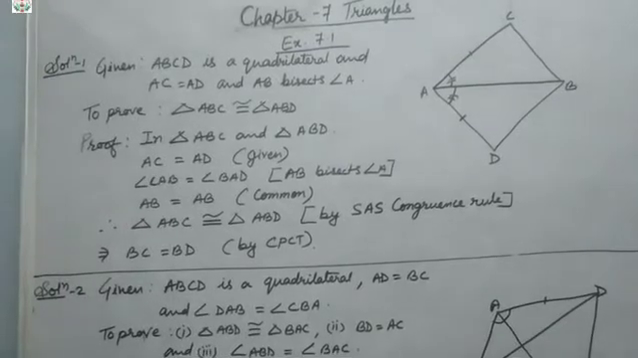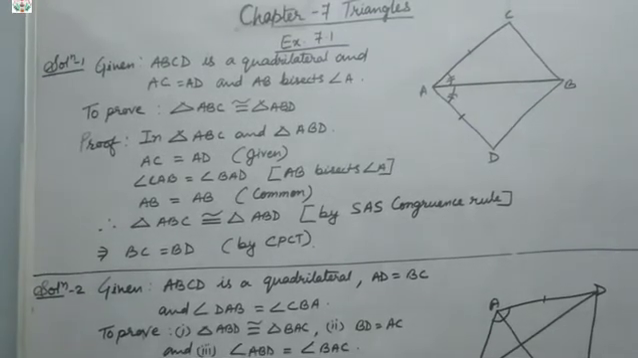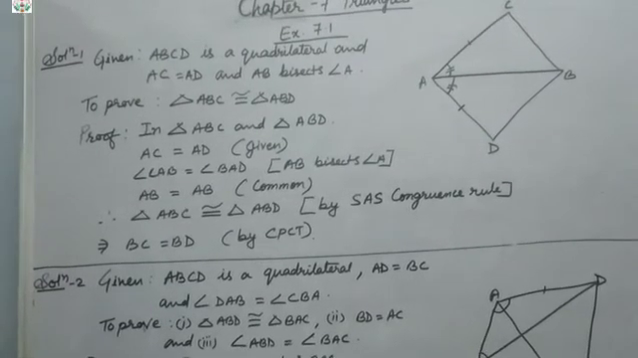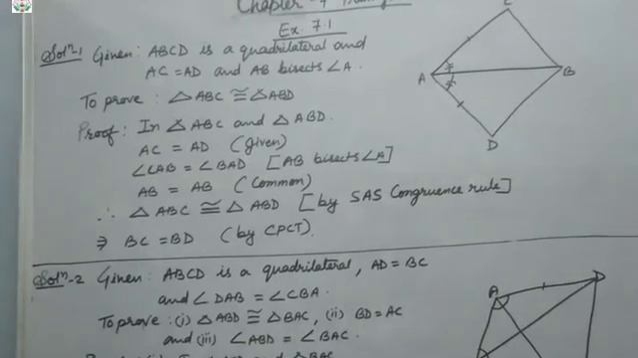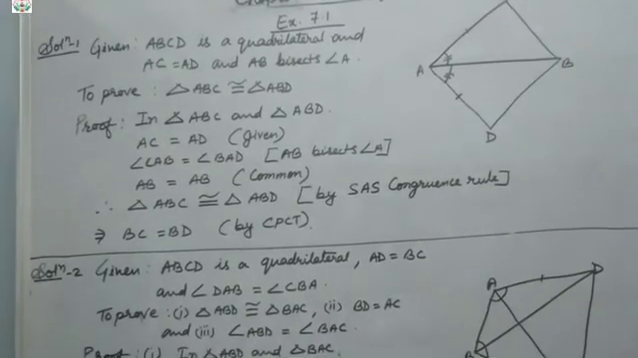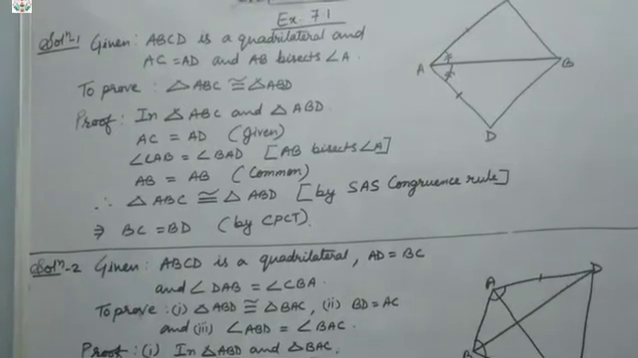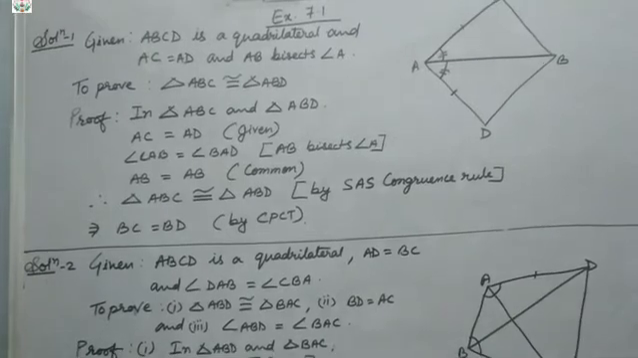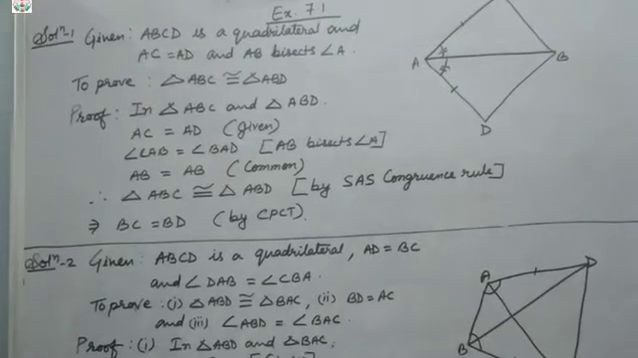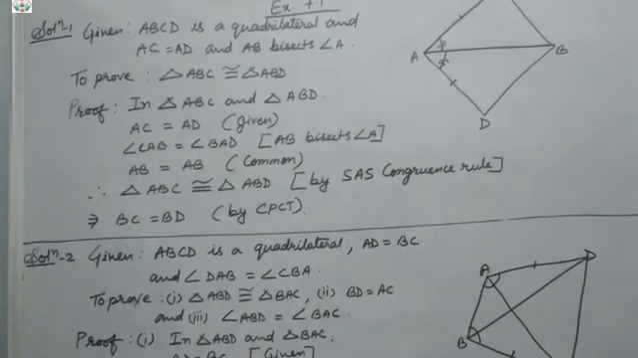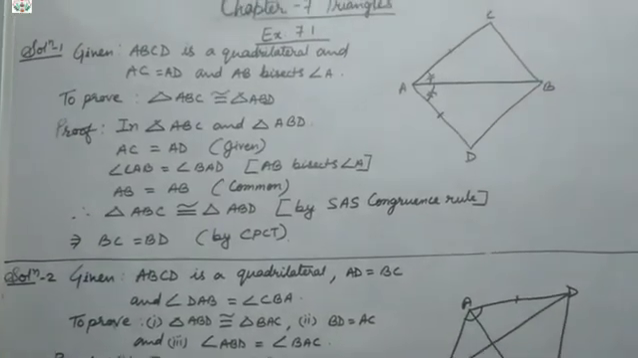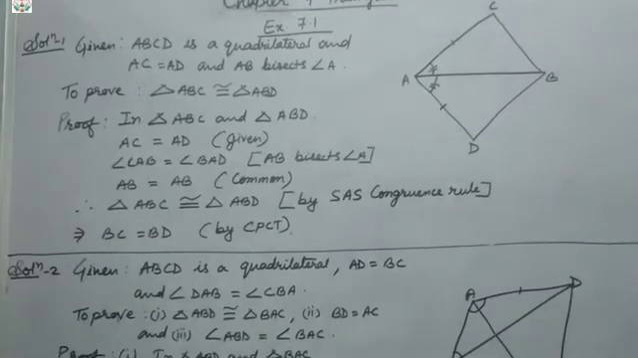But theorem number 7.1, that is based on the ASA congruency rule, that theorem is eliminated, removed from the syllabus for this year. That is why I am not explaining theorem 7.1. Now children, is it clear? Theorem 7.1 is based on ASA, that is the angle side angle theorem, which is removed from the syllabus for this year. That is why I am not explaining it now. Okay? After that, exercise 7.1, first question.